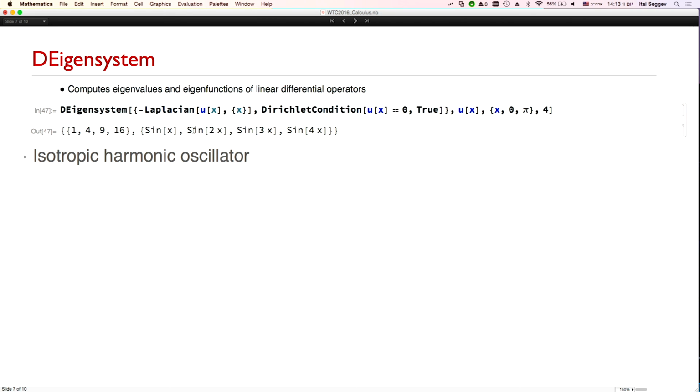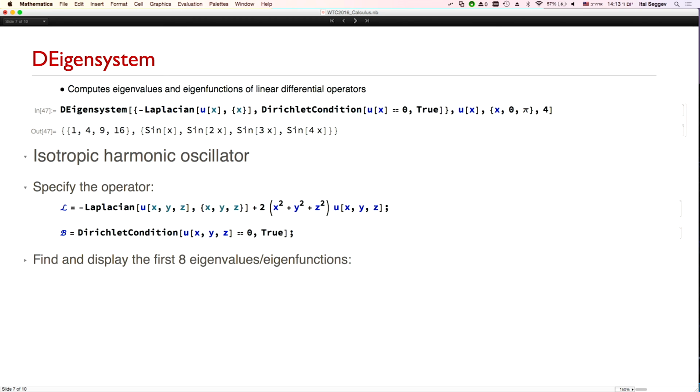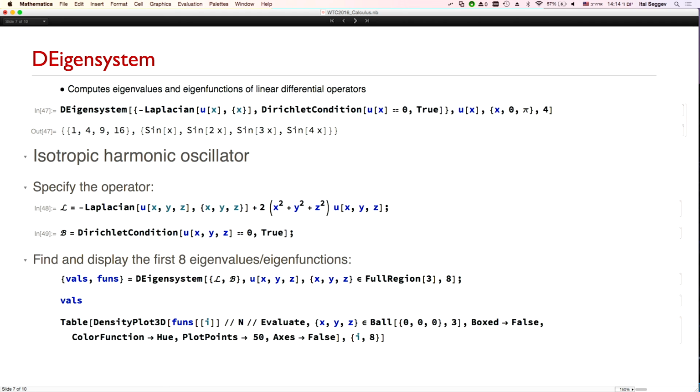So a fancier example is the isotropic harmonic oscillator. I have the Laplacian in 3 dimensions plus a constant times the sum of squares in the variables, and I specify Dirichlet boundary conditions. This is really saying that this is going to 0 at infinity, because when I solve, you'll see that I say x, y, and z are in full regions of 3.